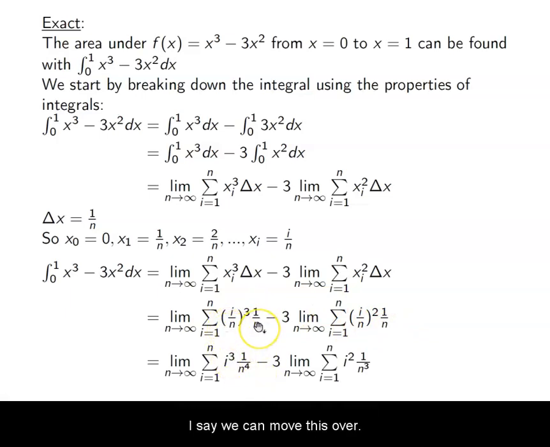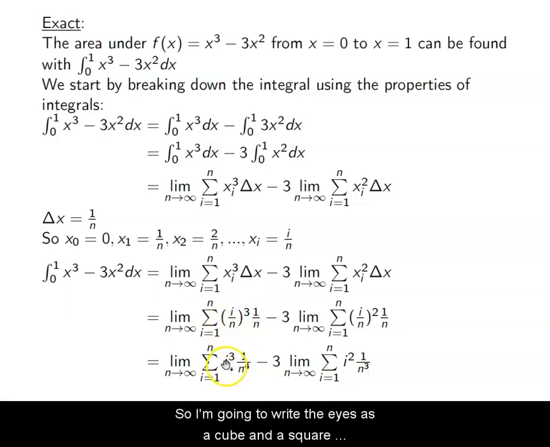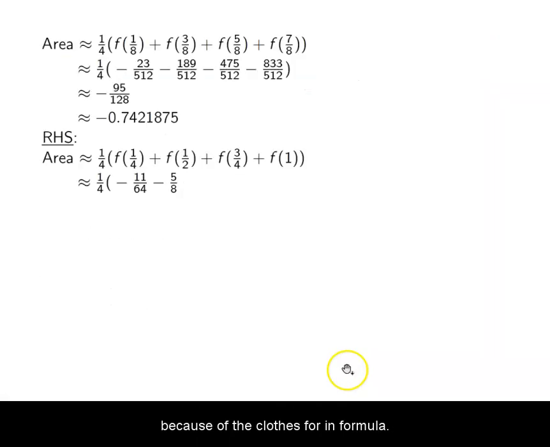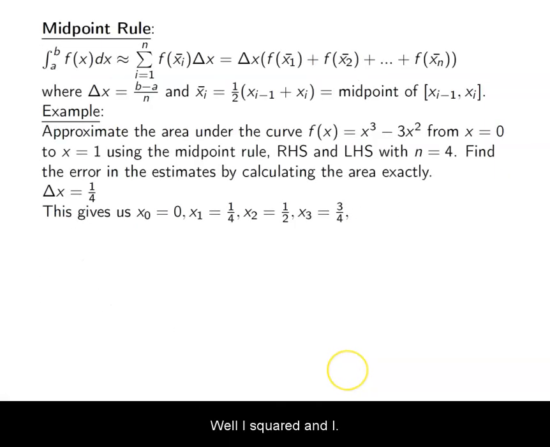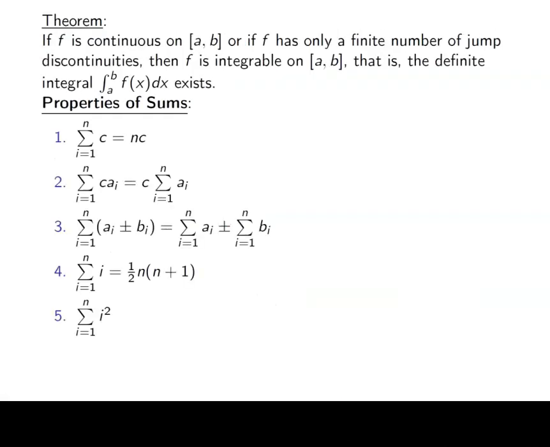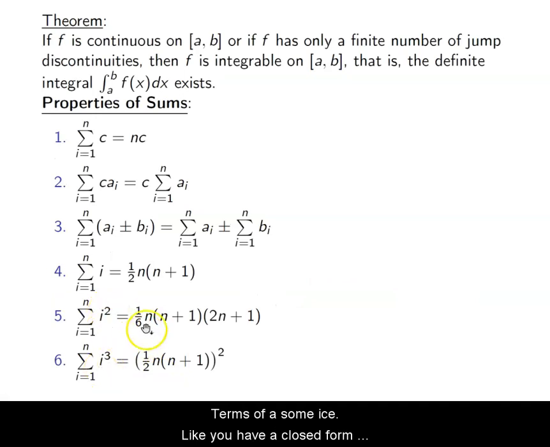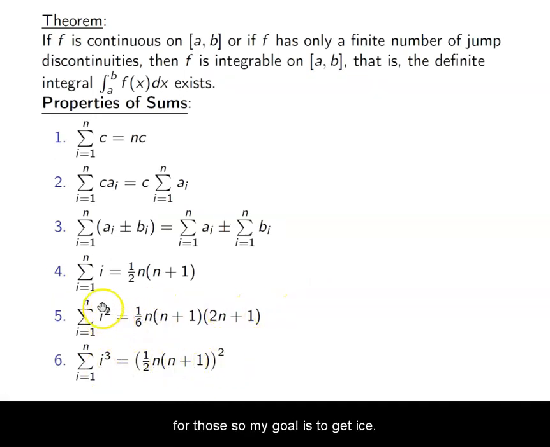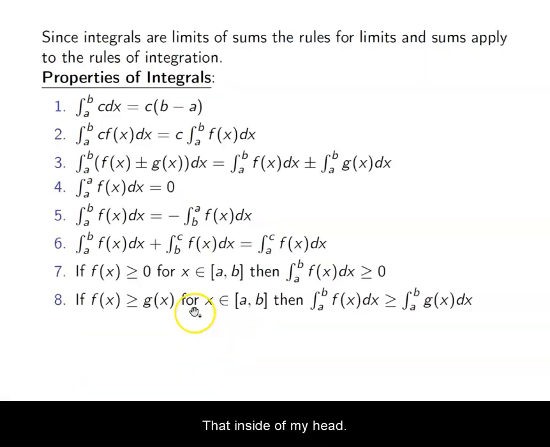Actually, we can move these n's over, and we'll keep the i's, right? So I'm going to write the i's as a cube and a square because of the closed form formula I have for i squared and i cubed in terms of a sum. I squared and i cubed, I have a closed form for those. So my goal is to get i's to look like that inside of my integral.